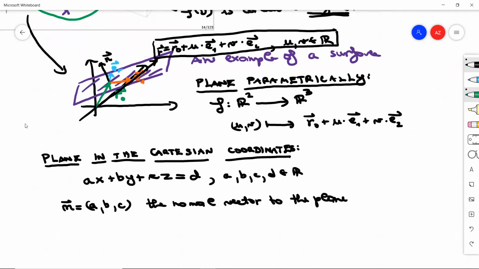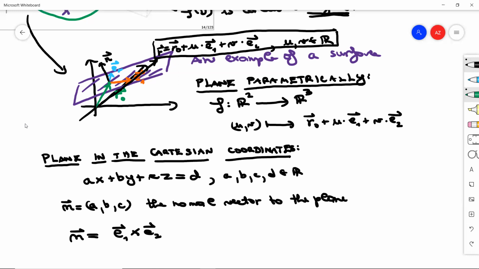And how do we get this normal vector? If you know E1 and E2, then this normal vector is perpendicular to both of them. And this means that it is enough to compute the cross product of E1 and E2 to get this normal vector. So N is obtained by computing the cross product of E1 with E2.